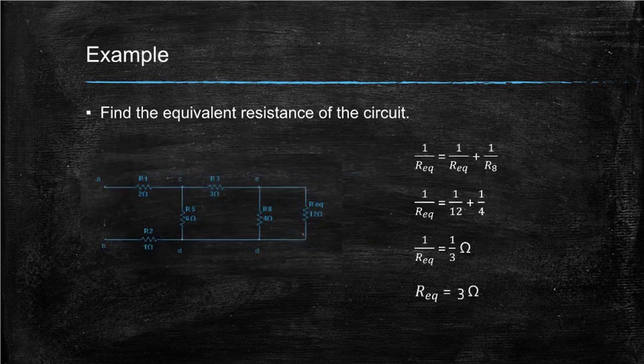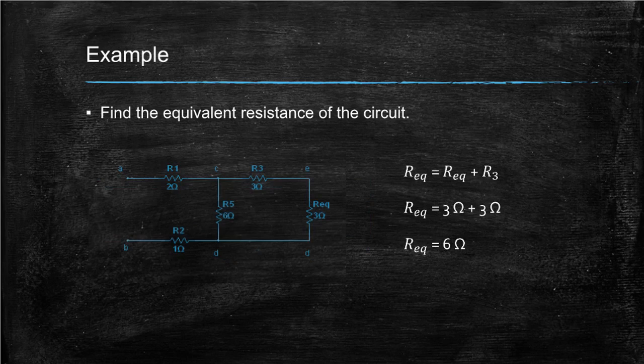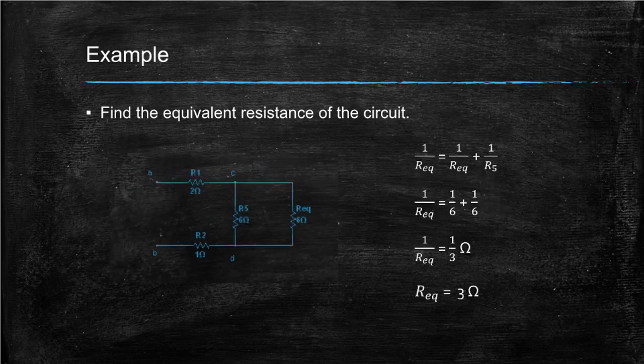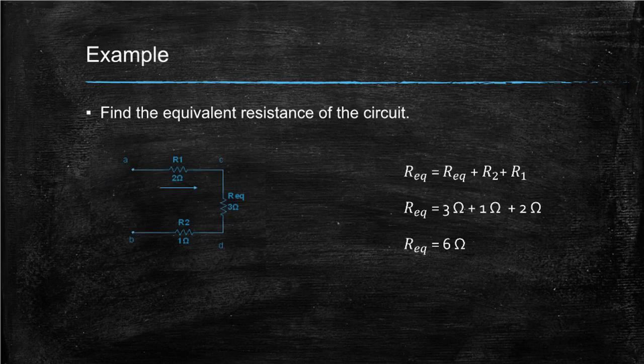Resistor 8 and the equivalent resistance share two nodes, E and F, meaning they're in parallel. Resistor 3 and the equivalent resistance share node E and the current is the same, so they are in series. The equivalent resistance and resistor 5 share nodes C and D. They are in parallel.